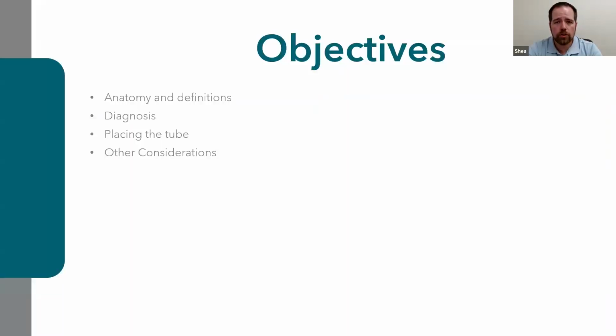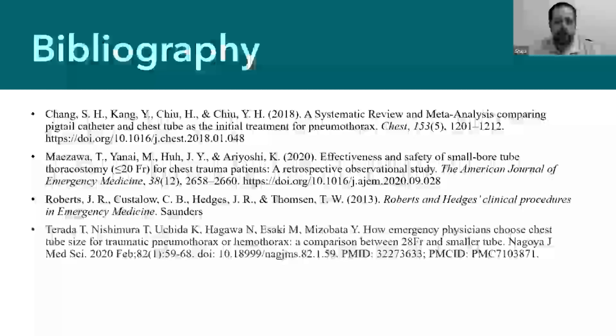So that was a crash course. We talked about the anatomy. We talked about the different definitions of pneumothorax and hemothorax, making the diagnosis, how to place that tube. We talked about some of the alternatives like needle thoracostomy and finger thoracostomy, and that's it.